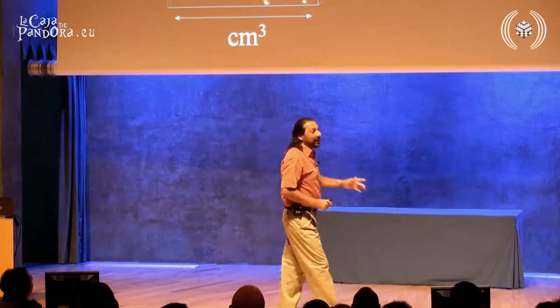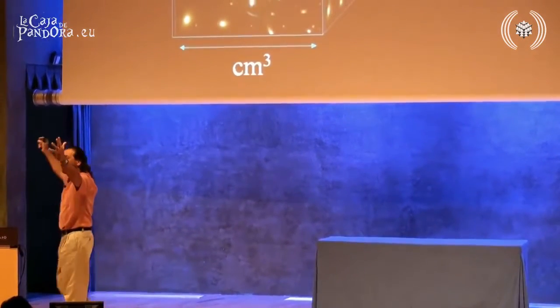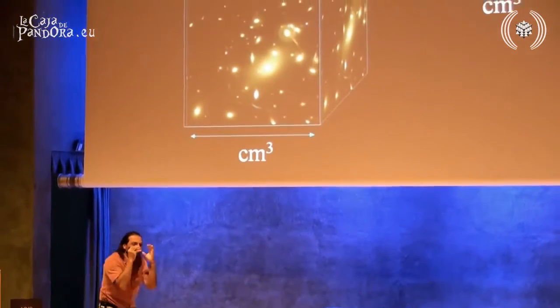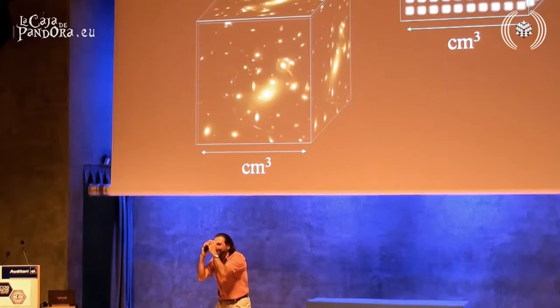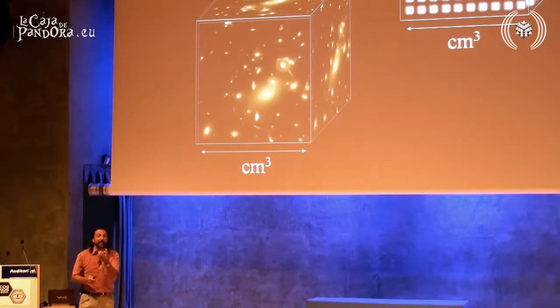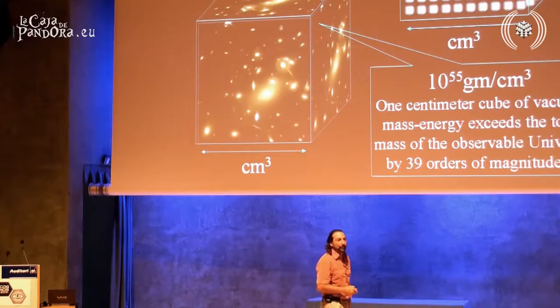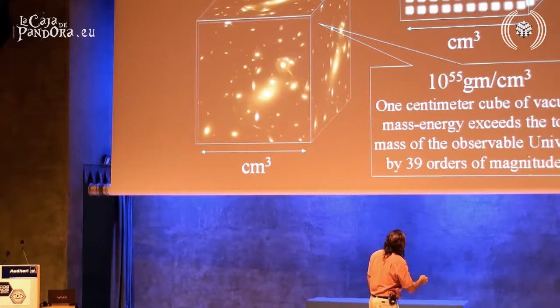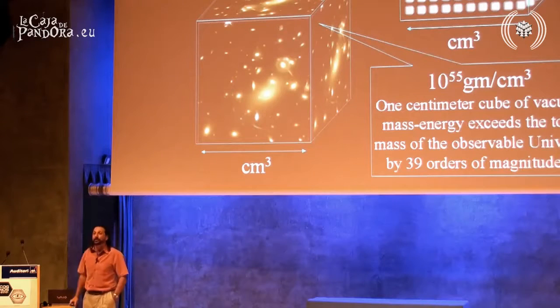Let me give you an example. If you took a centimeter cube of space and took all of the stars in the universe, every single atom we see out there, and you squish them all into a centimeter cube of space with this huge trash compactor, imagine how dense that would be, all the universe in a centimeter cube of space. What would that density be? The density would be 10 to the 55th grams per centimeter cube. You would still be 39 orders of magnitude off, less than the density of the vacuum, with the whole universe in a centimeter cube of space.